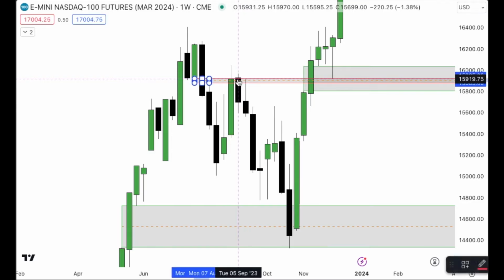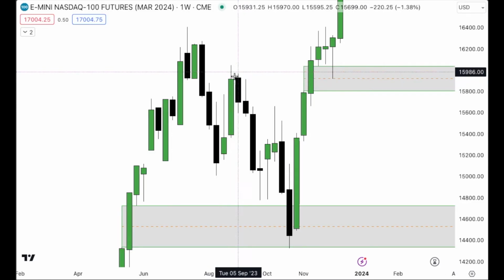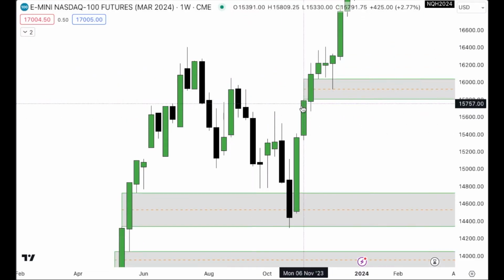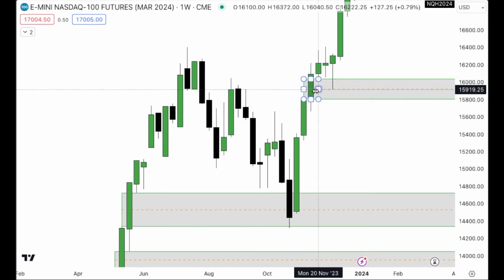So let me just remove this for a second because it's no longer valid. Obviously, we filled it up. Next time through, we made our way up and through. But as you can see, look how beautiful this is, right? You make your imbalance candle up, no wicks on either side. Price retraces back down into the imbalance, specifically 50% of it. And that's something we'll touch on at the end of this video.